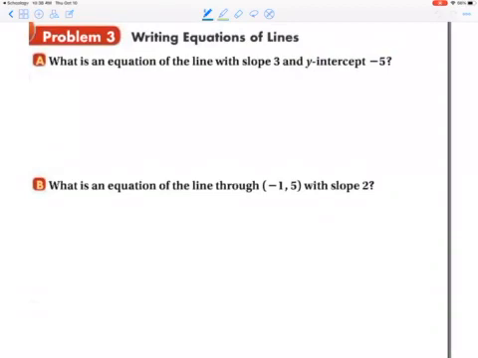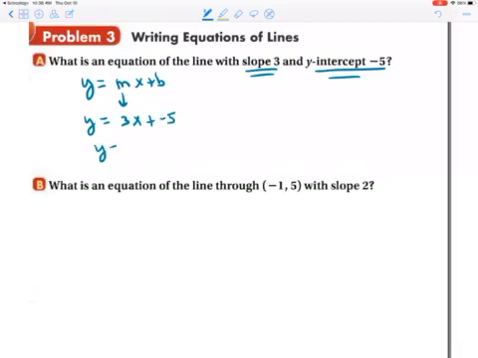What is an equation of the line with a slope of 3 and a y-intercept of negative 5? If I'm going straight to slope-intercept form, y equals mx plus b, all I need is the slope, which is 3, x, plus my y-intercept is negative 5, so it'll be y equals 3x minus 5. You just plug it in, y-intercept and slope.